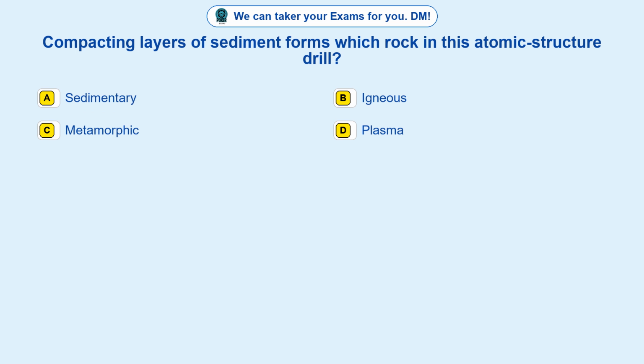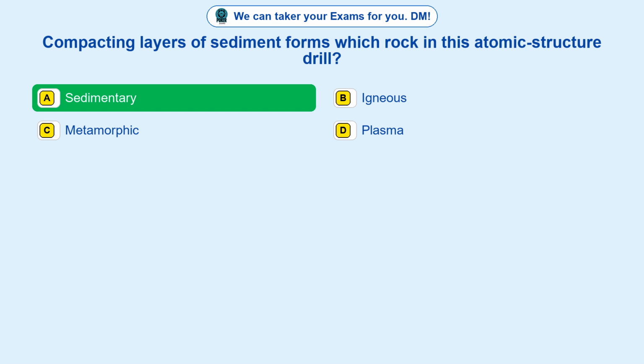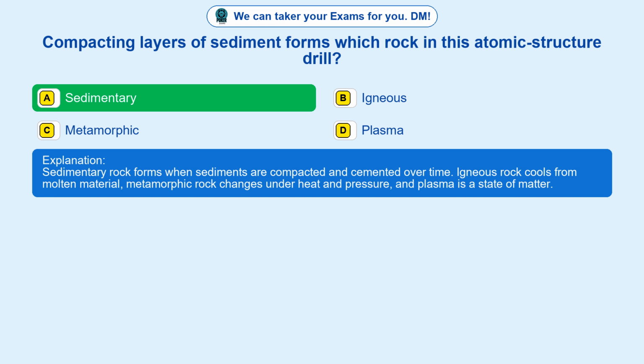Question 85. Compacting layers of sediment forms which rock in this atomic structure drill? Option A, sedimentary. Option B, igneous. Option C, metamorphic. Option D, plasma. The correct answer is option A. Sedimentary. Sedimentary rock forms when sediments are compacted and cemented over time. Igneous rock cools from molten material, metamorphic rock changes under heat and pressure, and plasma is a state of matter.